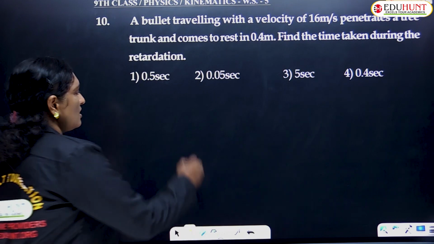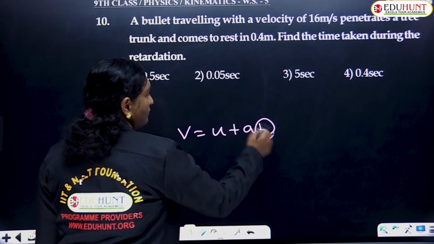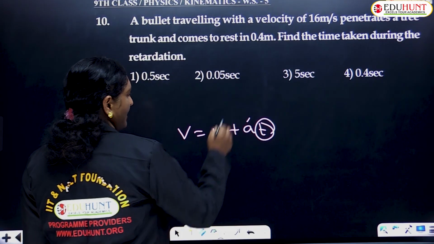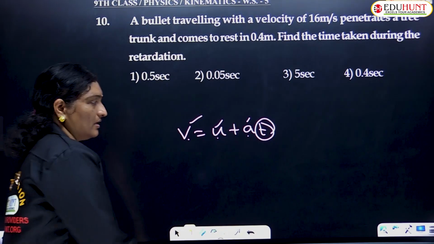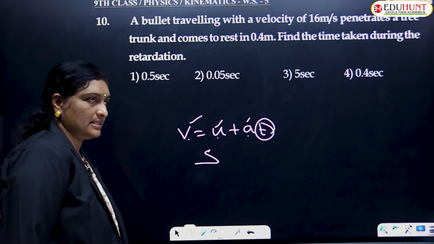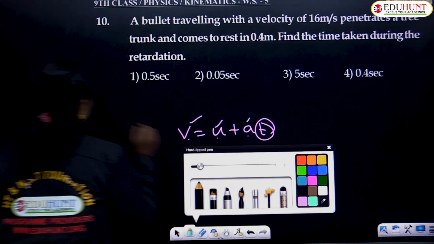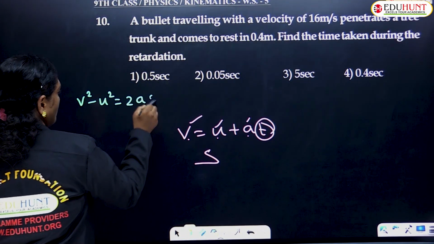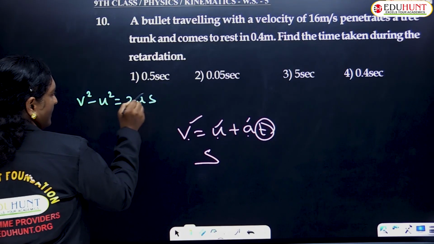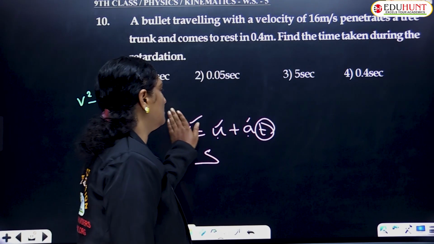So the initial formula was V is equal to U plus AT. So in order to find out T, you need to know the values of A, U and V. Though U and V are known, A was not given. Instead, they have given S. So from the formula V square minus U square equals 2AS, as you know the values of V, U and S, you can find the value of A and later substitute it in here.